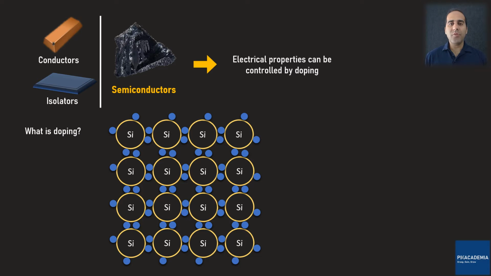If all the atoms are made of silicon, we call it intrinsic. In the doping process, some of the silicon atoms are replaced by another atom. In other words, we add impurities to the intrinsic semiconductor. A semiconductor with impurities is called a doped semiconductor or extrinsic semiconductor.